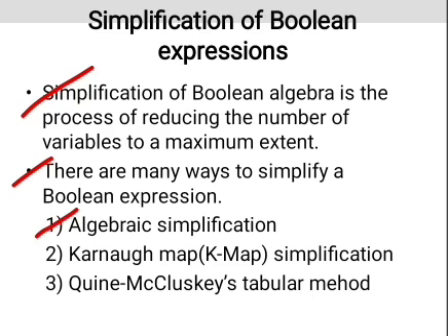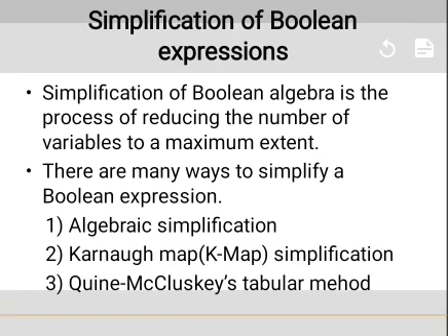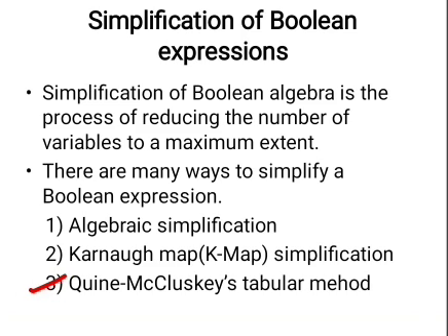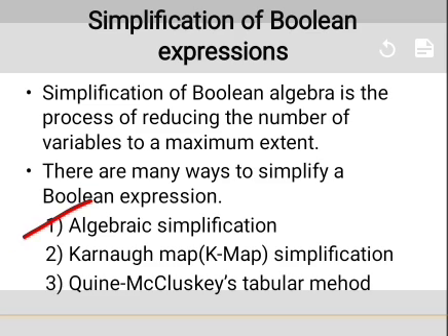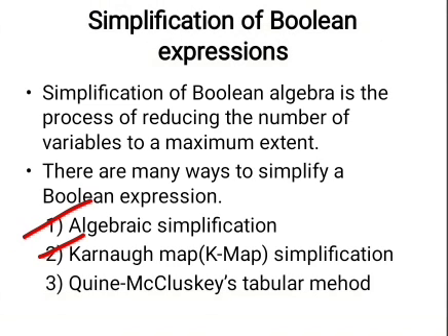That means first one, the algebraic simplification method. Second one is the K-map simplification method, that means Karnaugh map simplification method. The next one is the Quine-McCluskey tabular method. The Quine-McCluskey tabular method is not in your syllabus, but these two, that means first one and second one, algebraic simplification of Boolean expression and K-map simplification, these two methods are there in your syllabus.